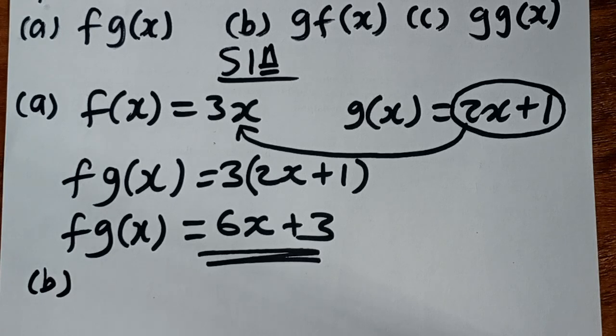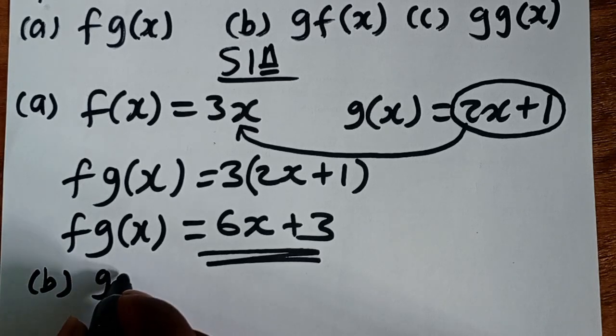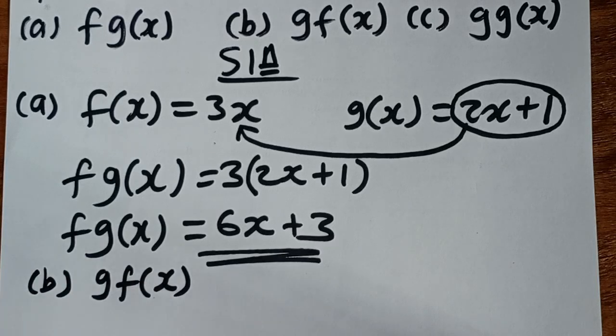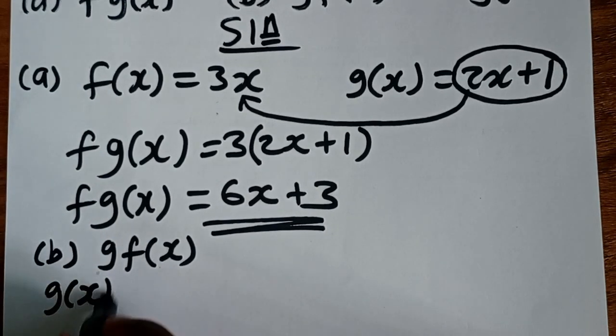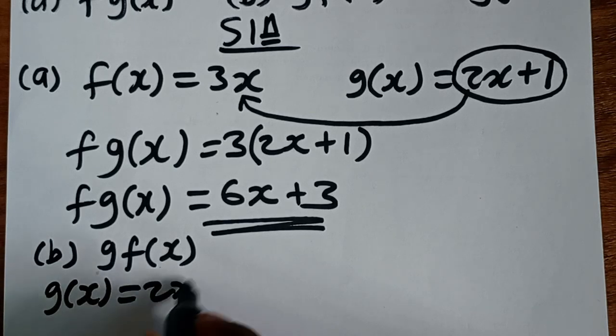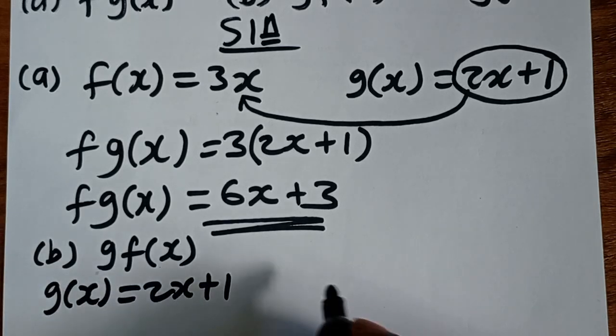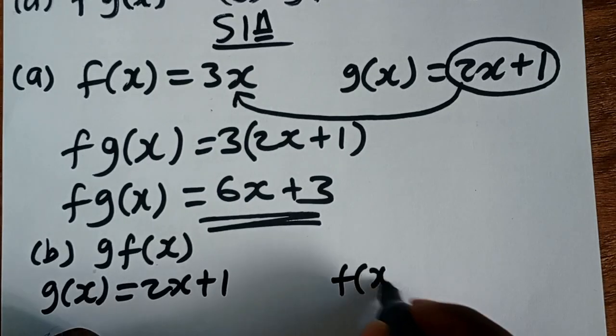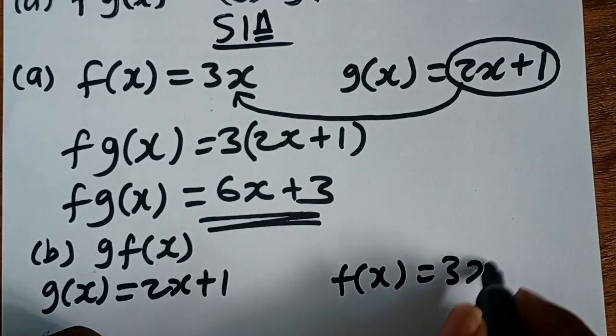So part B, find gf of x. So what does this mean? This means that f of x has been swallowed by g of x. f of x has gone into g of x. So now what do we do? This is the best way to do it. g of x is 2x plus 1. f of x is 3x.